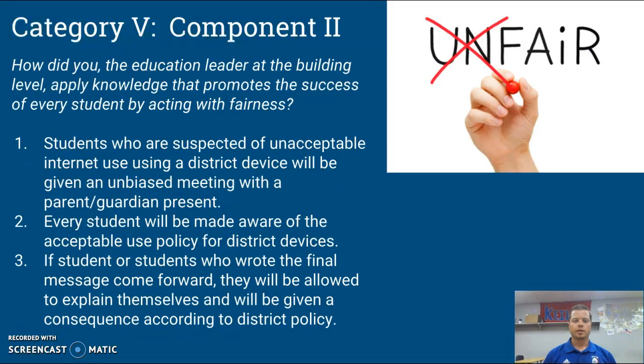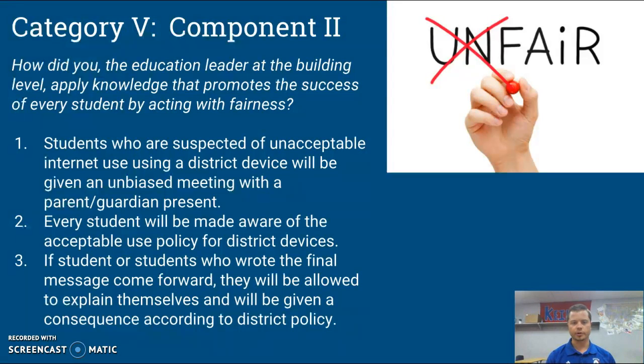So acting with fairness here, as a building leader: number one, students who are suspected of unacceptable internet use as a district, using a district device, will be given an unbiased meeting with the parent or guardian present. Number two, every student will be made aware of the acceptable use policy for district devices. And number three, if the student or students who wrote the final message come forward, they will be allowed to explain themselves, to provide that context, and will be given a consequence according to district policy. So regardless of what may have happened, we're going to stick to the facts. We're going to stick to making sure that the kids get a fair shake throughout this process.